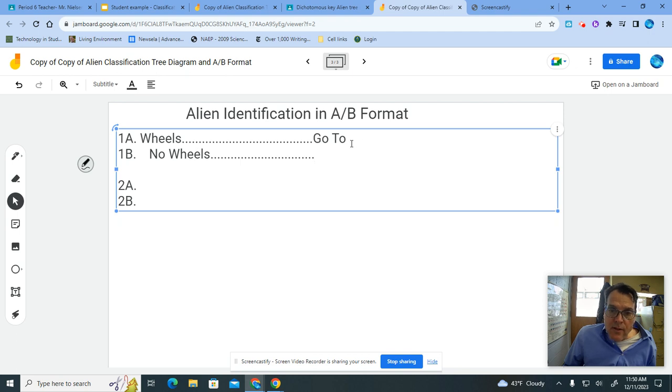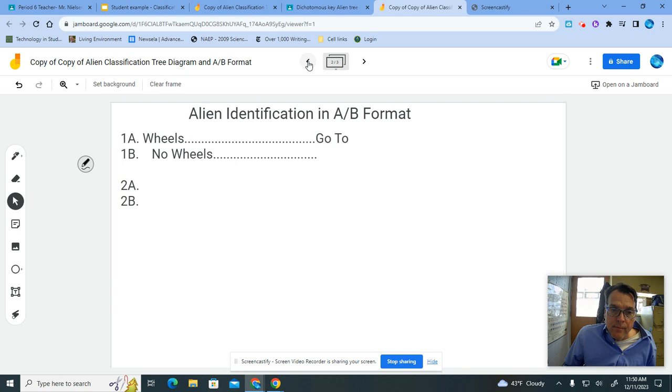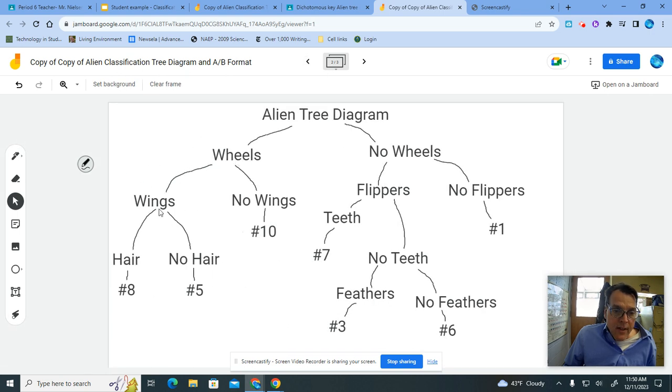So you see this go to here. So what you have to do is when you have more than one characteristic, you have to describe it or discuss it on another line of the key. So let's go back and take a look at wheels. Wheels has another characteristic, wings and no wings. So therefore we need another line. And so we're going to do that and then talk about wings and no wings and see where we go next.